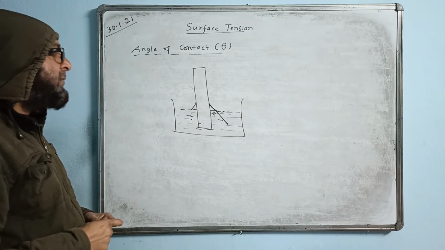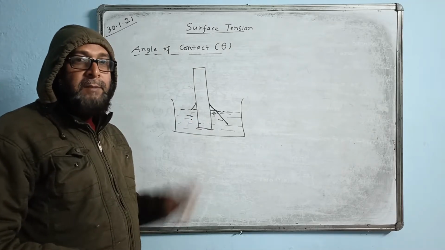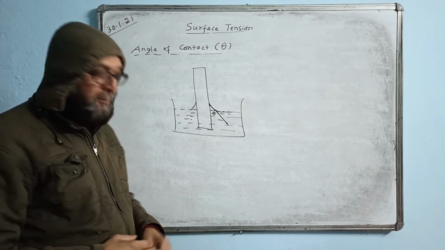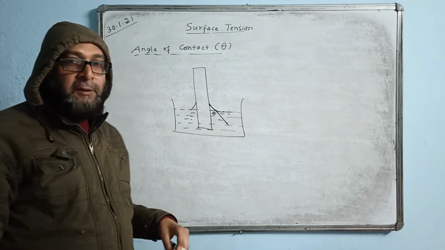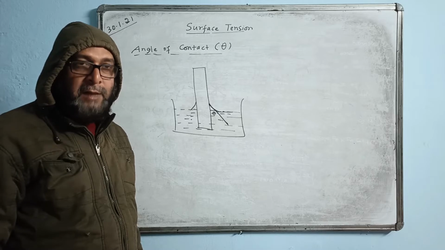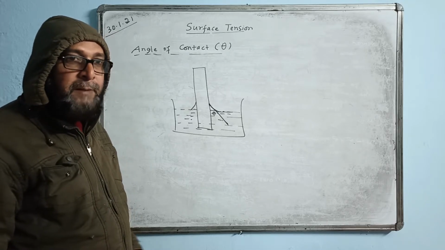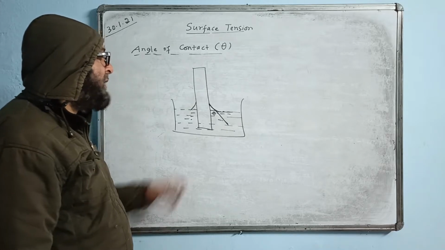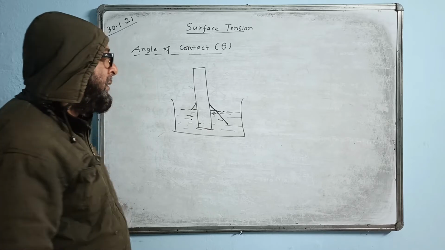What is the angle of contact? We say it is the angle between the solid and the tangential plane of the liquid surface. This angle is called theta. Theta is the angle of contact.